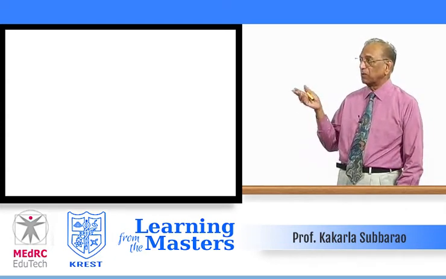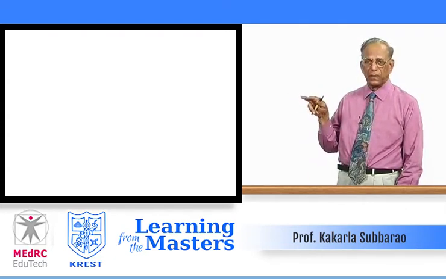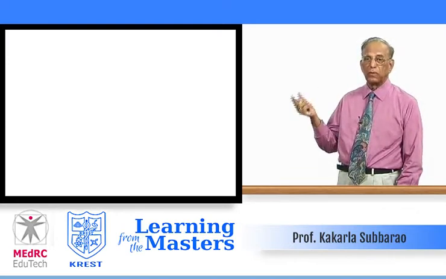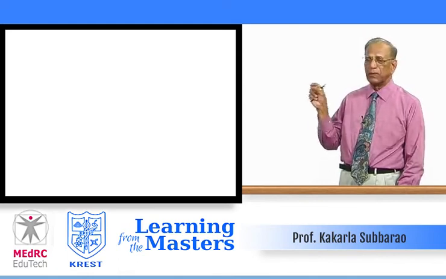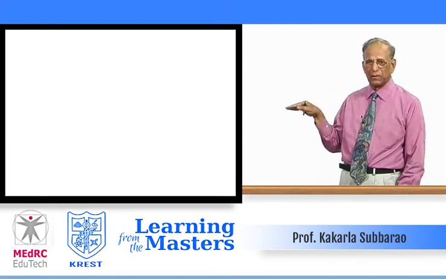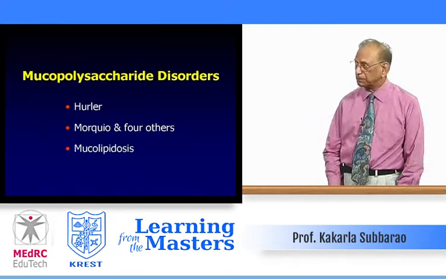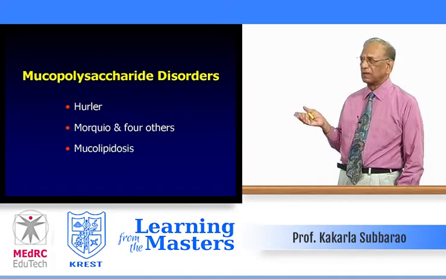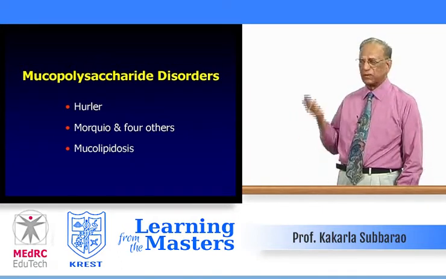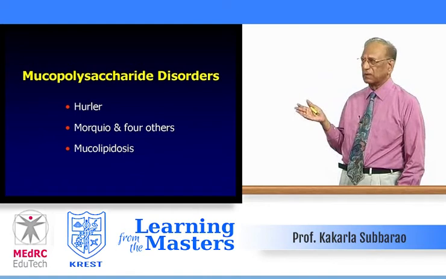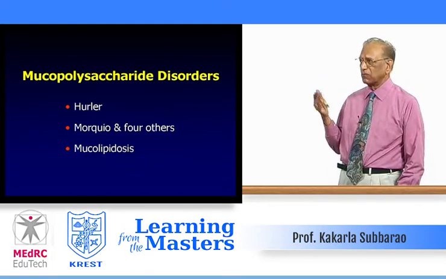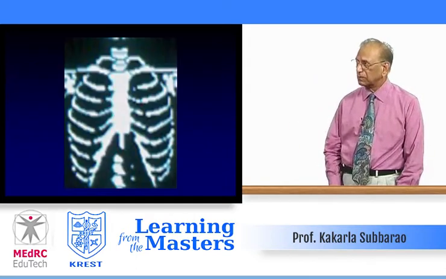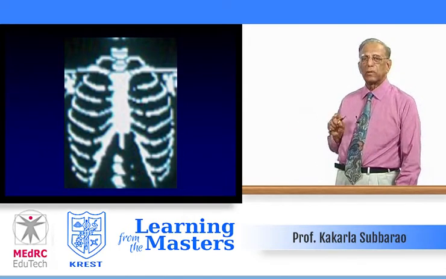Platyspondyly, spondylometaphyseal dysplasia. One has to distinguish between spondyloepiphyseal dysplasia and spondylometaphyseal dysplasia. Here there is no beaking, all flat type of vertebrae because the apophyses are involved. Then we come to the mucopolysaccharide disorders. There are 7 types of disorders in this, but the important ones are Hurler, Morquio, and as I said, 4 or 5 others are noted, mucolipidosis also.